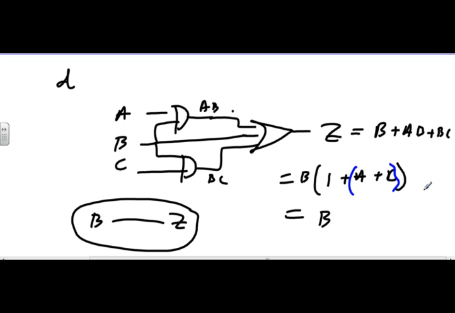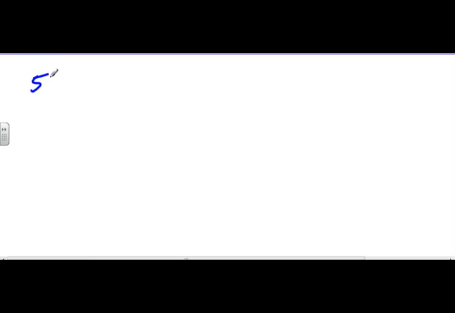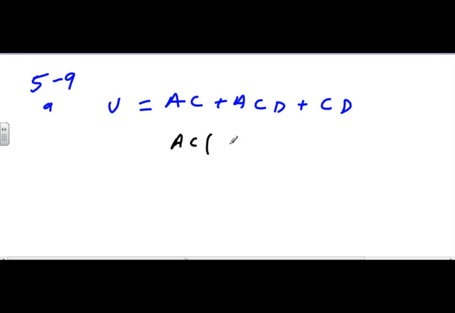5-9. Draw the circuit, simplify the circuit, draw the simplified circuit. Alright, so 5-9A. B is AC, A, C, D, C, D. I'm going to simplify it first. Alright, so I'm going to have AC times 1 plus D plus CD. I'm going to have AC or CD.